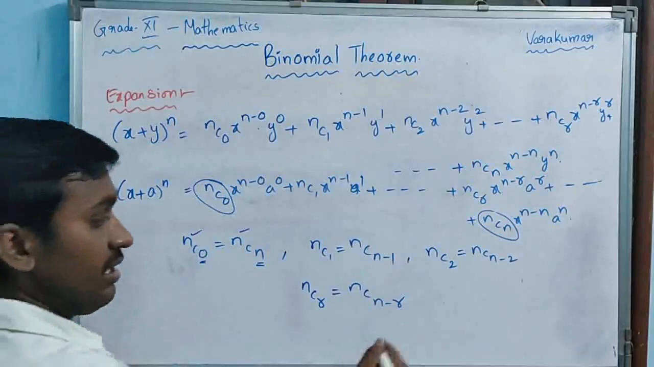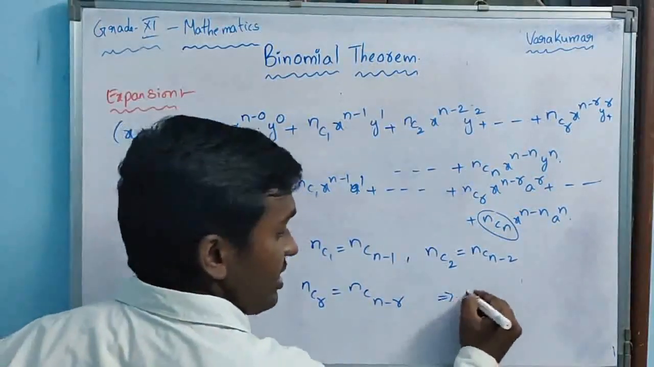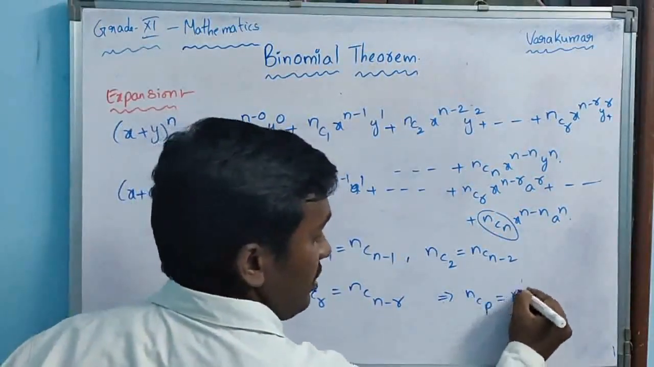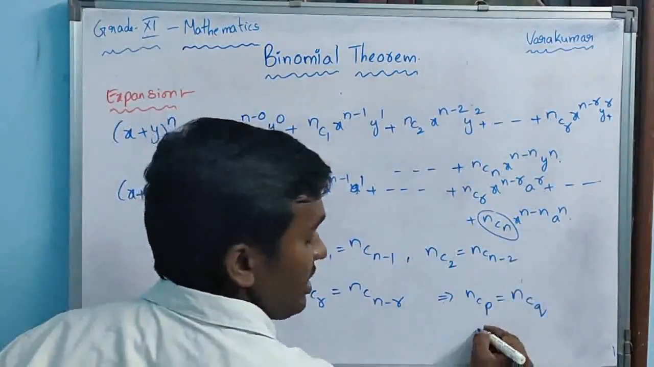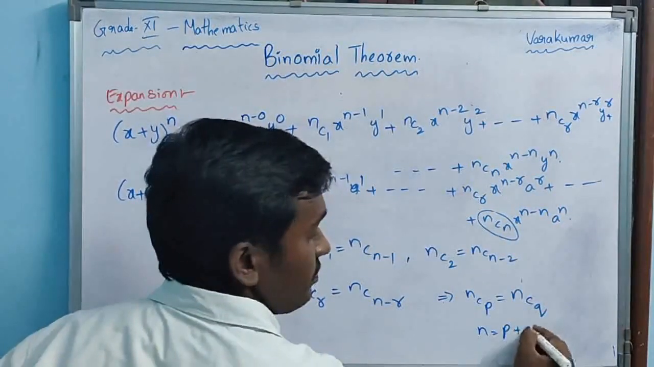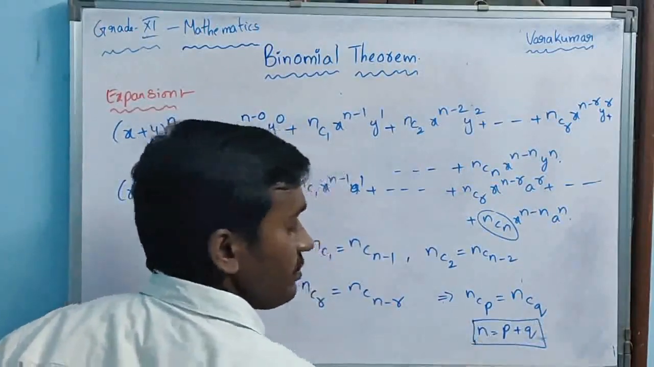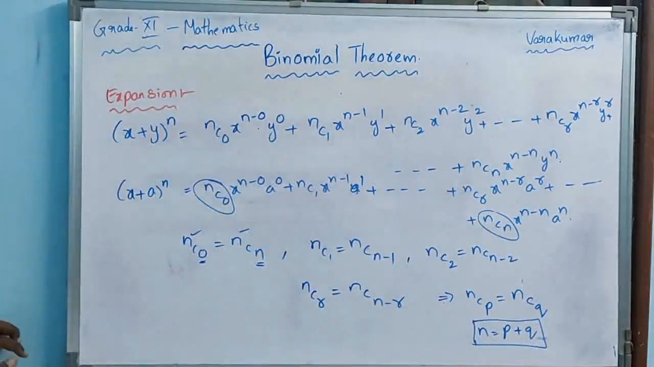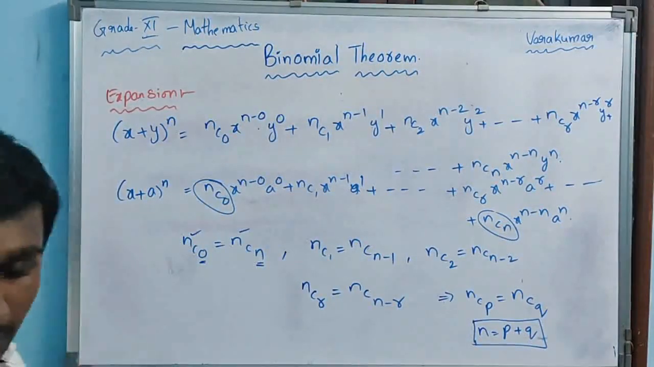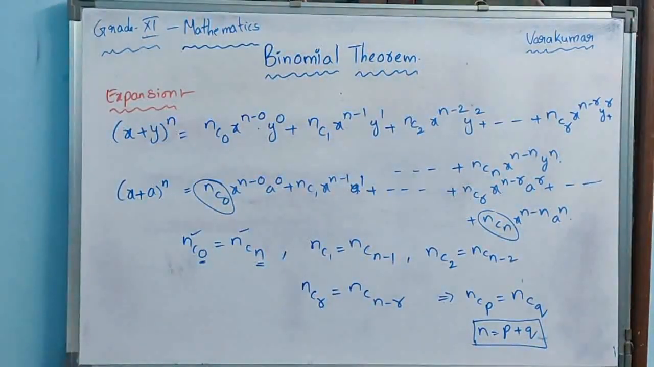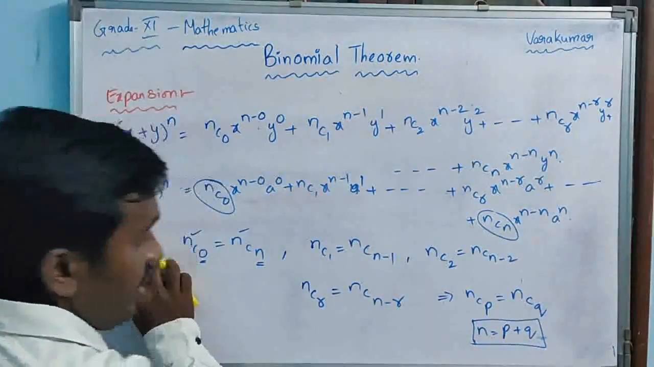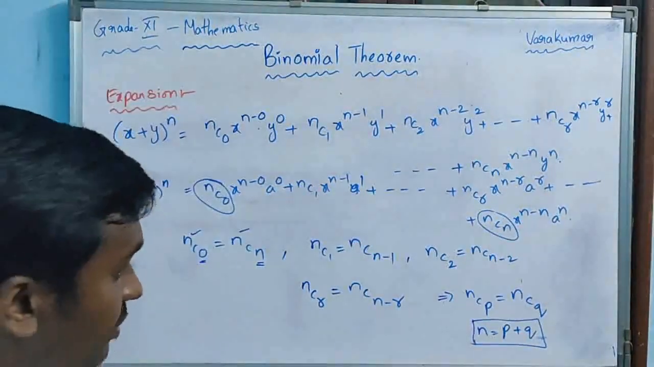So remember, similarly, from here what I can say: nCp is equal to nCq. It means n is equal to p plus q. Remember this shortcut. These shortcuts we already learned in permutations and combinations. Now, in permutations and combinations we learned how to expand nCr. I am going to teach you now the nCr expansion.